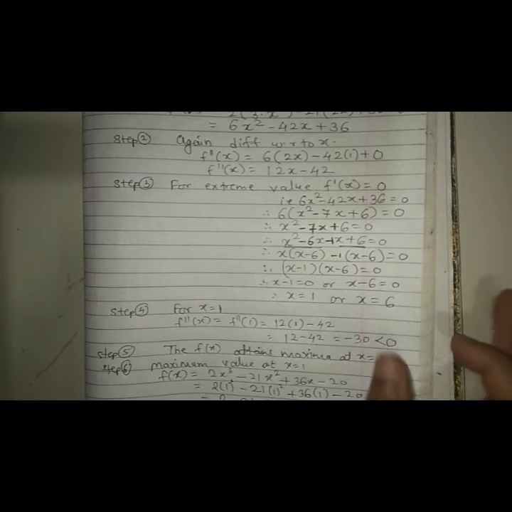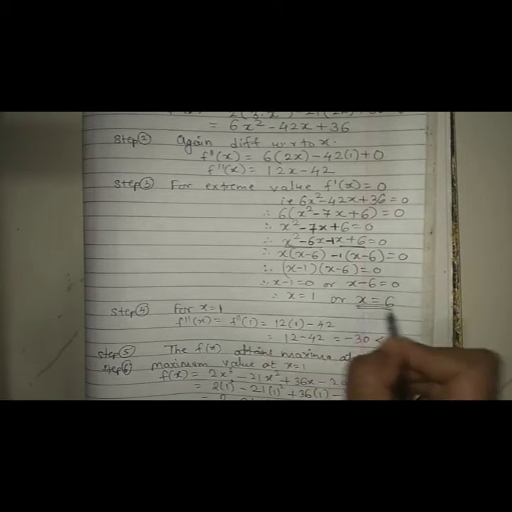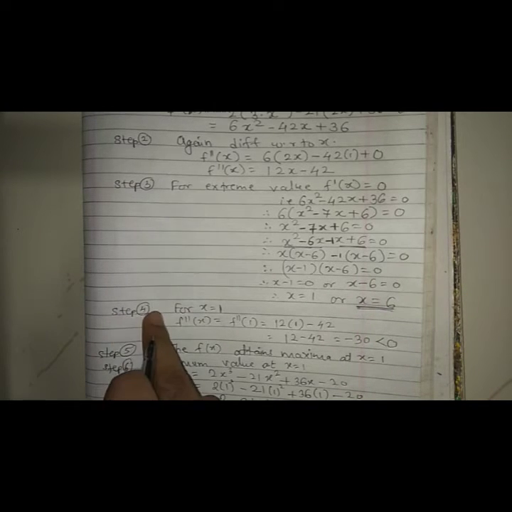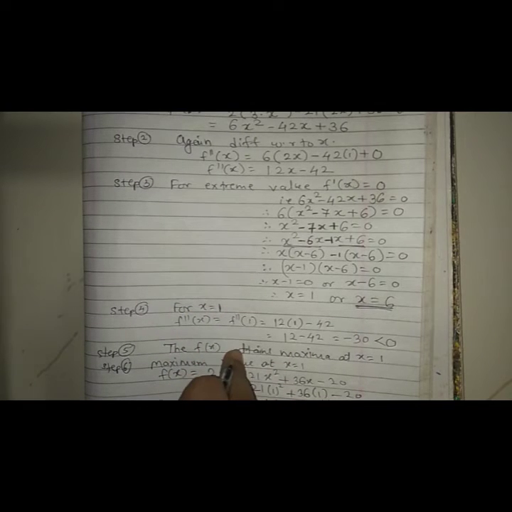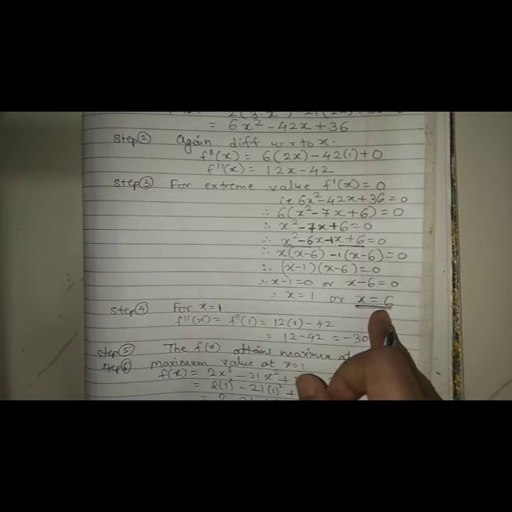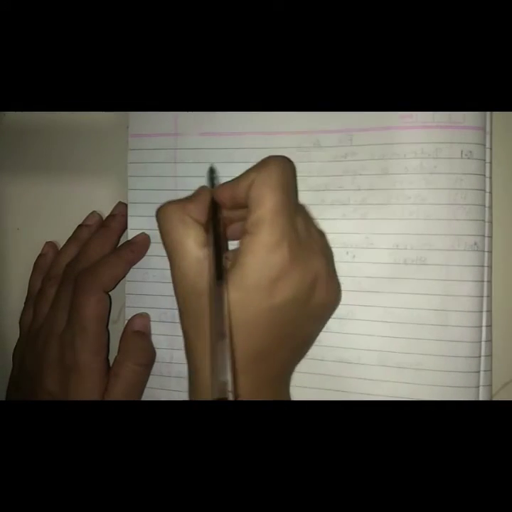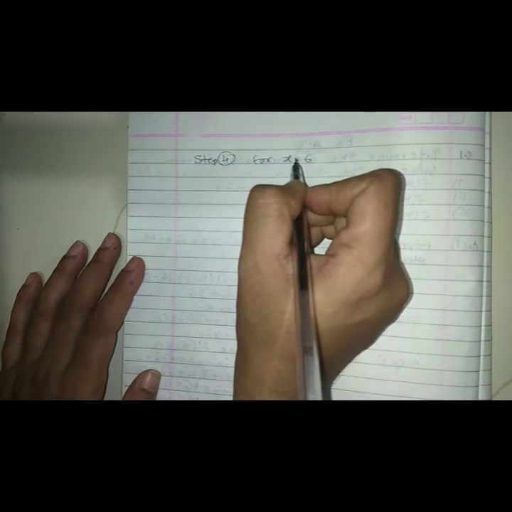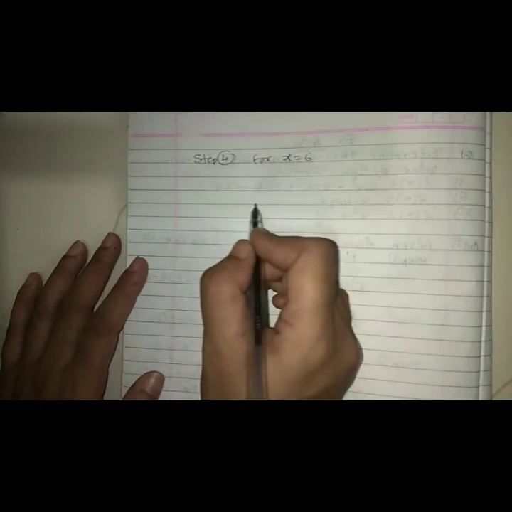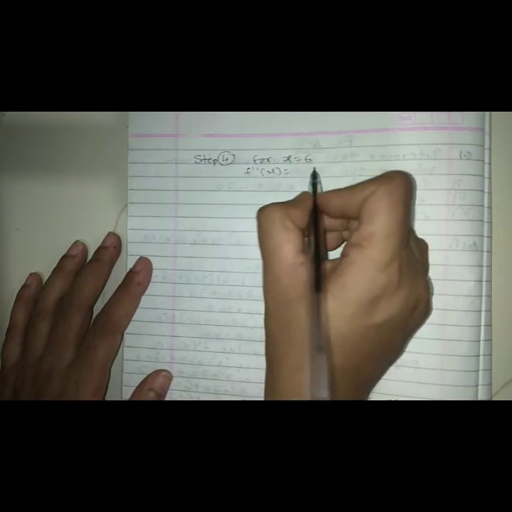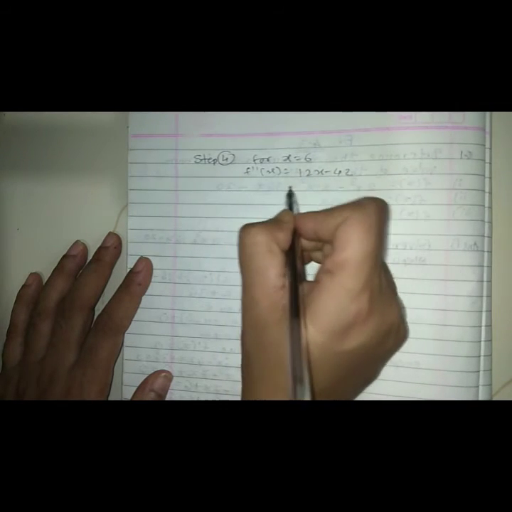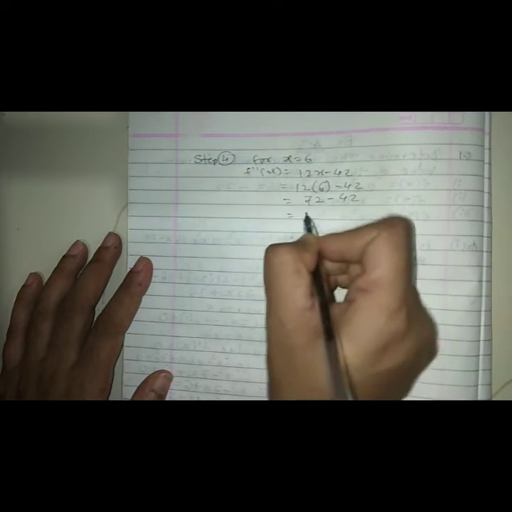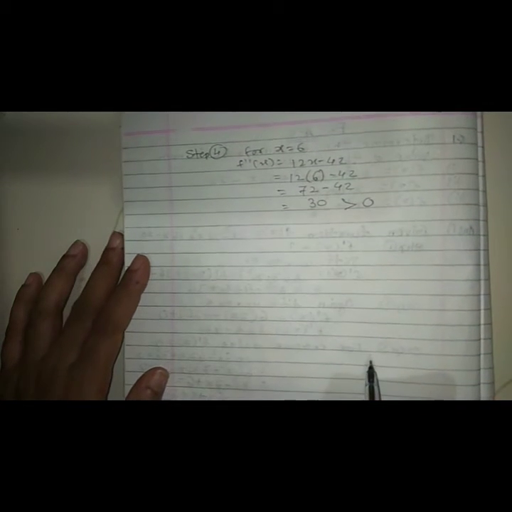But in this quadratic equation we get x = 1 as well as x = 6. So now we again solve from step number 4, putting x = 6 instead of 1. Putting x = 6 in f''(x) = 12x − 42: 12 into 6 is 72, minus 42, gives 30. 30 is greater than 0.